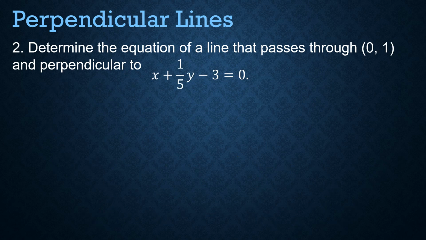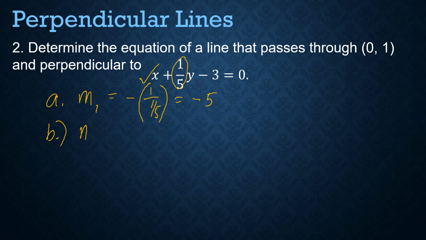So in the next problem, determine the equation of a line that passes through (0, 1) and perpendicular to x plus 1/5 y minus 3 is equal to 0. The first step is still getting the slope. The slope of this line, where a is 1, so we have negative 1 over b, and b is 1/5. Still we're using m that is equal to negative a over b. So the answer here is negative 5.